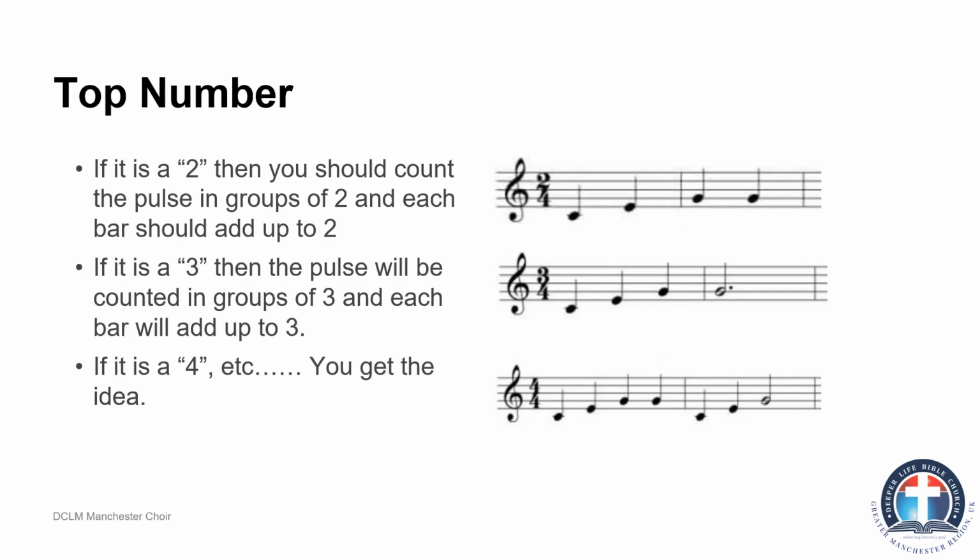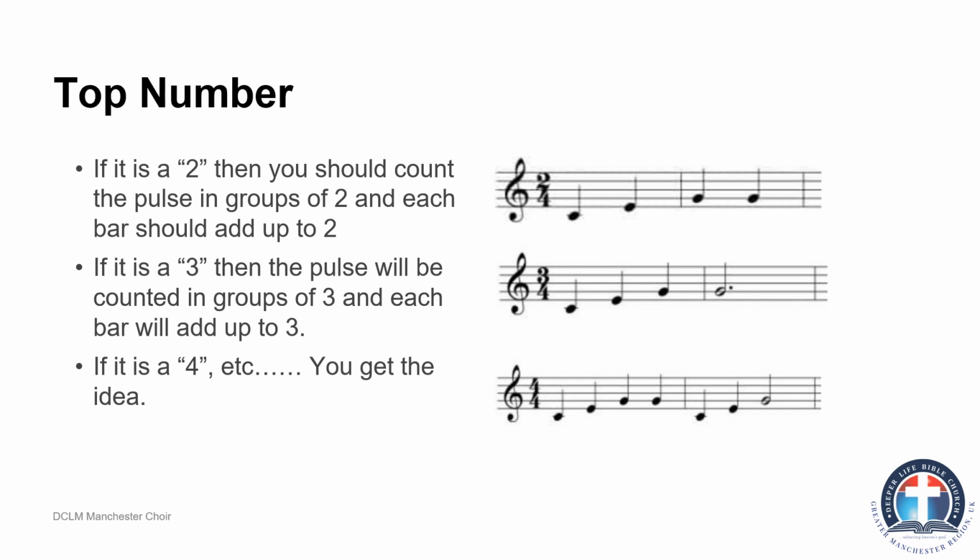Focusing on the top number, if the top number is 2, then you should count the pulse in each group of 2, and each bar should add to 2. So the notes in each bar, for example, in a time of 2/4, should add to 2 crotchet beats in that bar. So there is 1 and 2, 2 crotchet beats. In the next bar, 1 and 2, 2 crotchet beats.